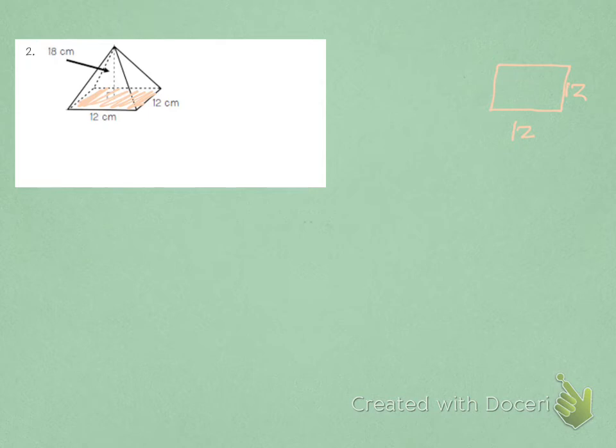Okay, so if we write the formula down, volume equals big B times H divided by 3. Then come over here and let's solve for big B. If we look at our base right here, it is a square. So we have our formula for area of a square, which is S squared. This is our side length.